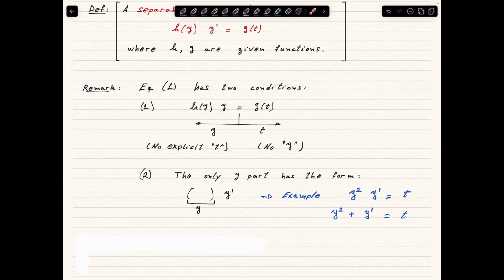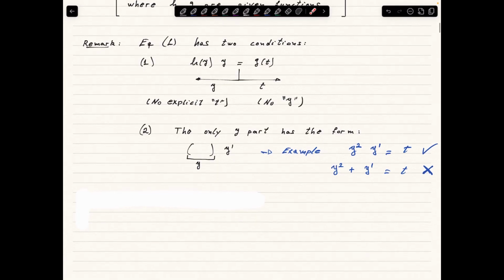If we look now at this equation, yes, it contains only y here and only t here, so it satisfies that condition, but the dependence on y on the left side is not multiplied by y prime, because this term here is not multiplied by y prime. So while this equation is separable, this one is not, because it doesn't satisfy this second condition. Let's see a few more examples.